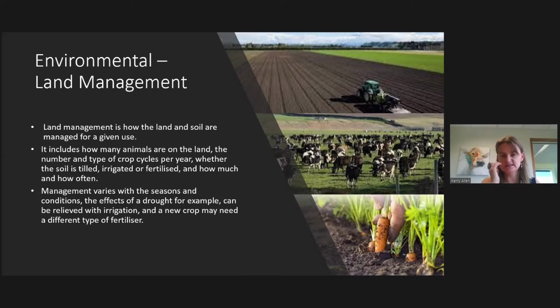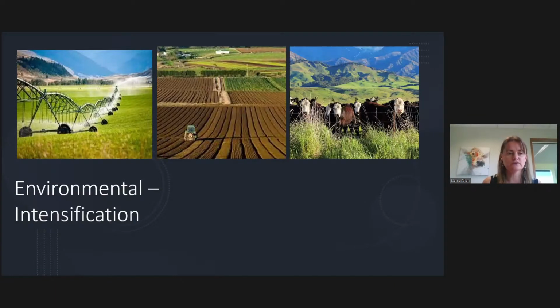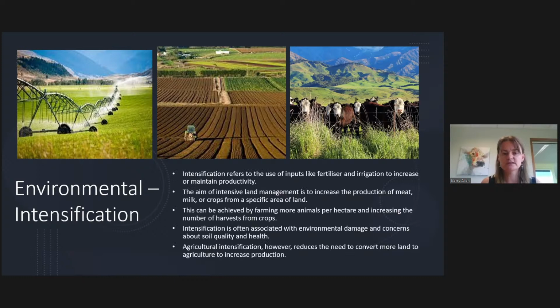So some places tend to get more drought, such as on the East Coast. Some places may need more fertilizer because they have very thin soils. So how you manage that soil or that area is going to be dependent on where you are in the country. And this means that some really fertile, really good places can be intensified. So some areas such as the Canterbury Plains have been intensified, same with the Waikato. And this is because we can add inputs to those areas such as fertilizer or irrigation.